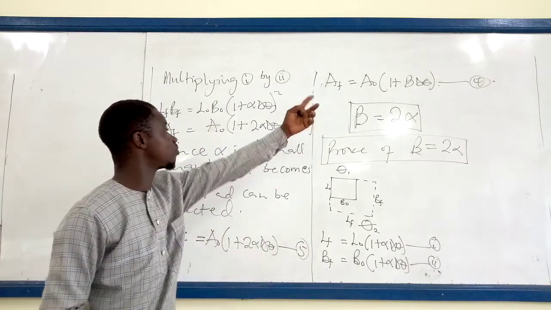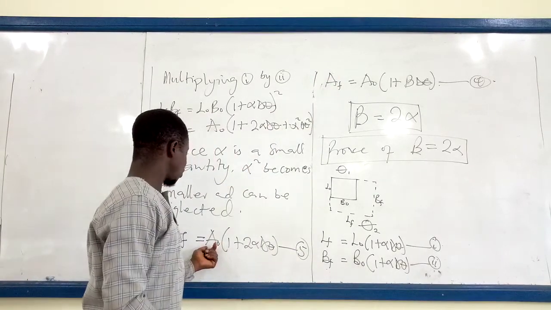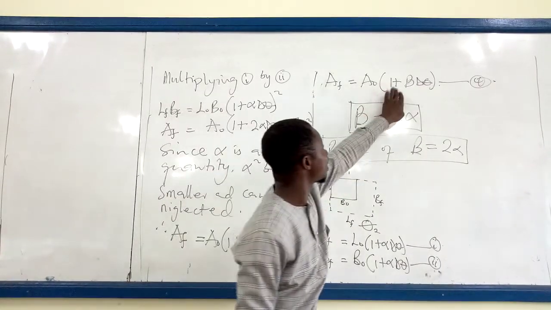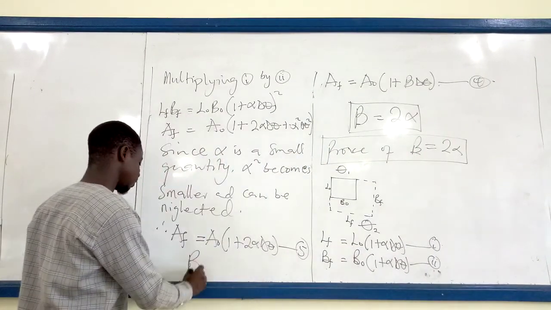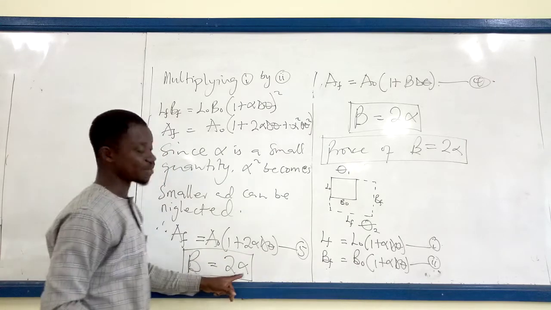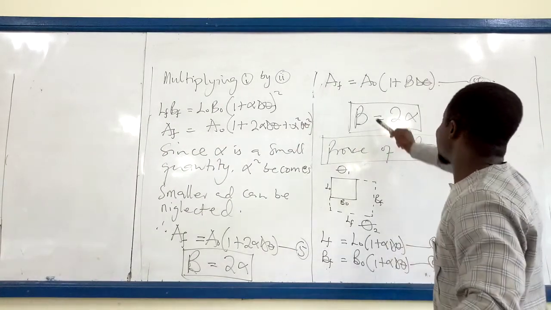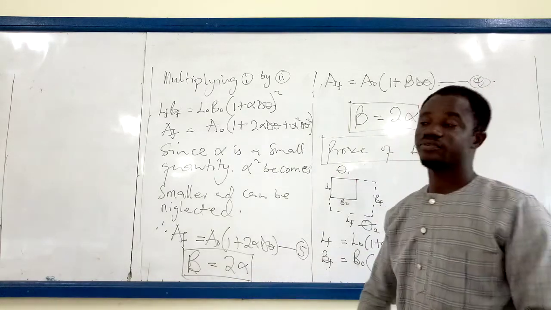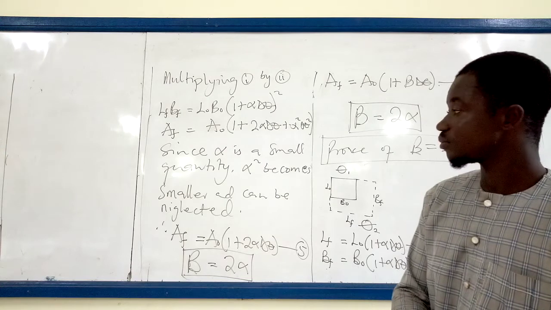So when we compare equation 5 and equation 4 on the board, AF, A naught, 1 plus beta delta theta, we can see that beta is 2 times alpha. Remember, this is an approximated value, beta being approximately equal to 2 times alpha. This is how we go through the proof, and you can be asked to prove it. Well, I know that when you're asked to prove it, you will not find it difficult at all. Good.